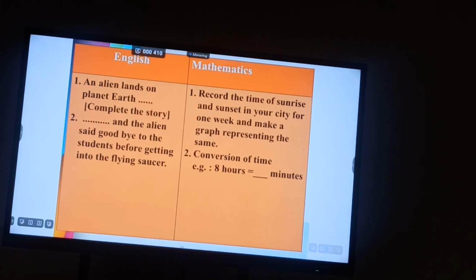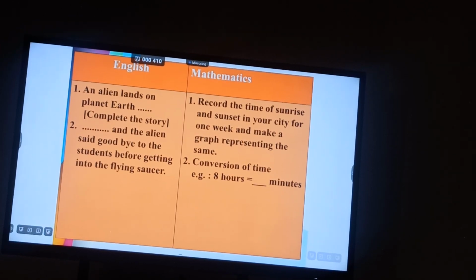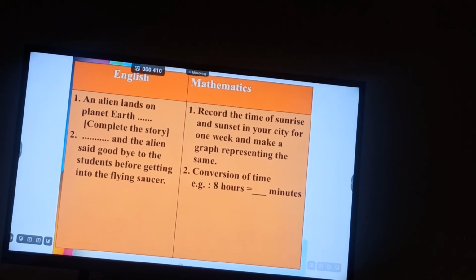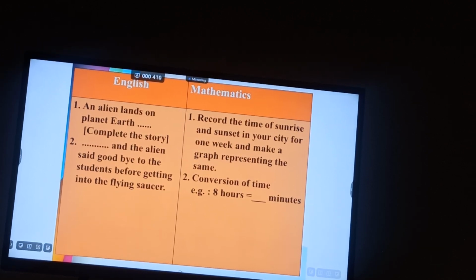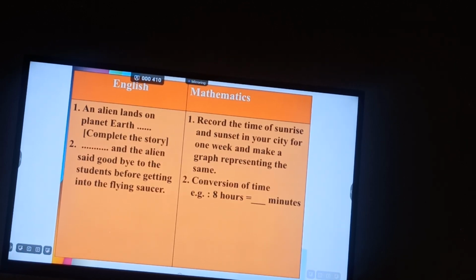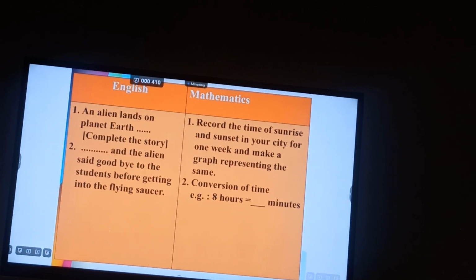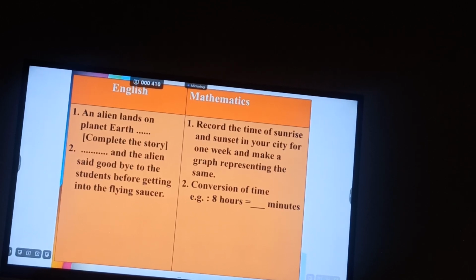In English, what will you do? For example, there can be hundreds of ideas. This is one. An alien lands on planet Earth, complete the story. So you have to write about Earth and aliens. And the alien said goodbye to the students before getting into the flying saucer. To the students of Akshara, to add. So this is English, but just sticking to the topic Earth.